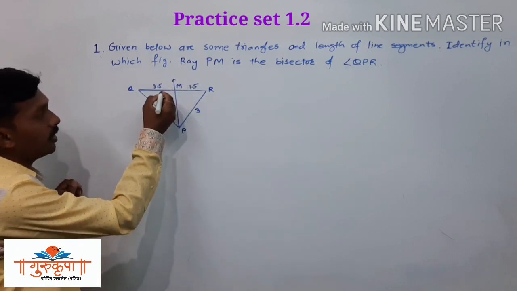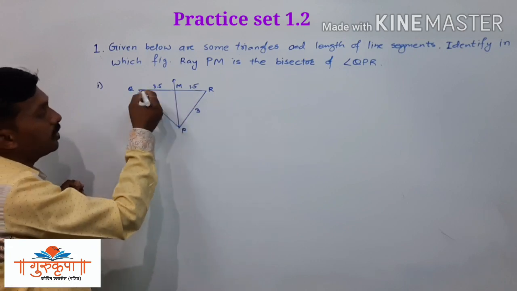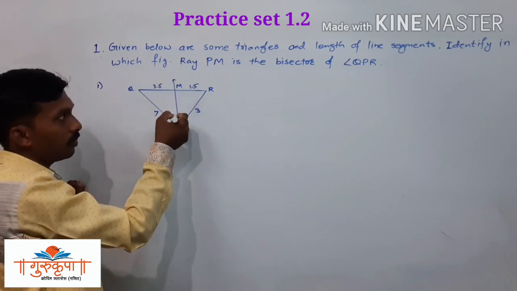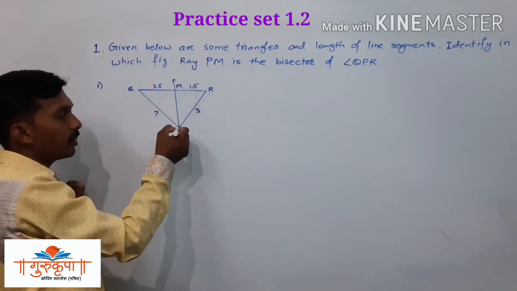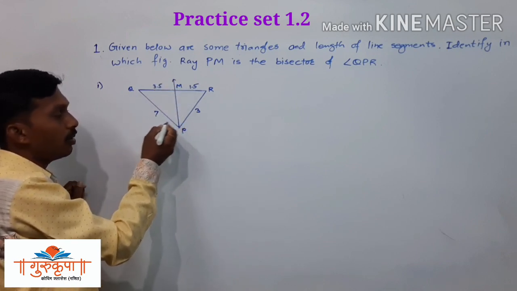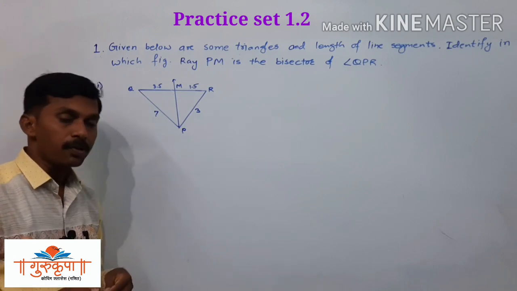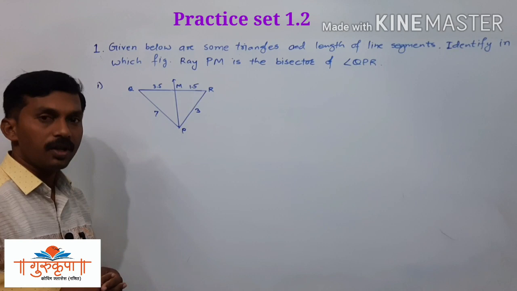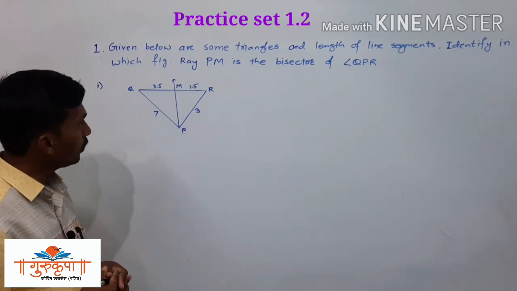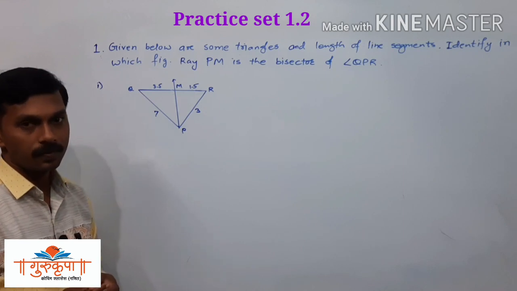Here we have the first diagram. Here in this triangle PQR, we have to determine whether this ray PM is the bisector of this angle or not. Now, which property, theorem or converse we have to use here, that we have to determine first.